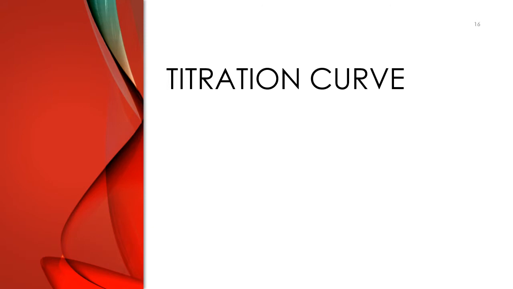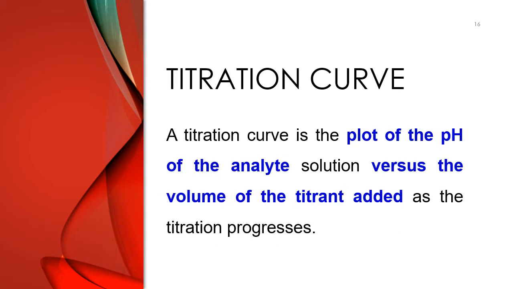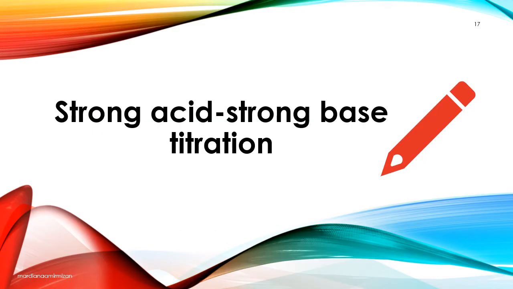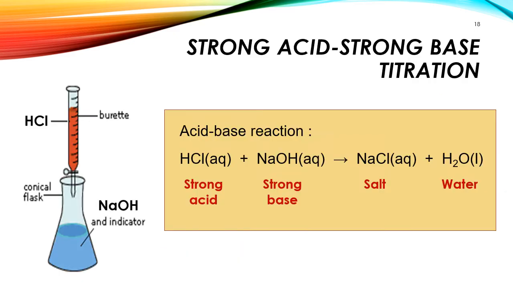Now, let's discuss the titration curve. Titration curve is the plot of the pH of the analyte solution versus the volume of the titrant added as the titration progresses. Let's discuss the strong acid, strong base titrations. Let's have an example of a titration for hydrochloric acid and sodium hydroxide.